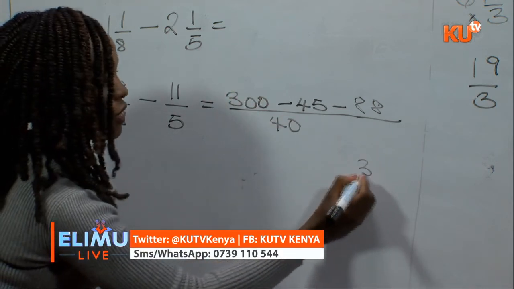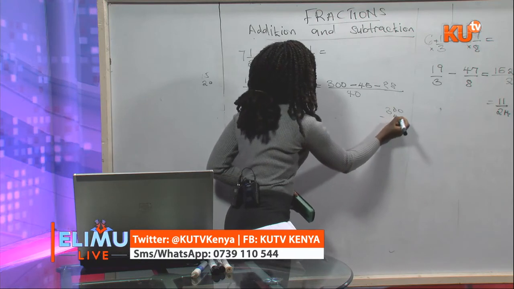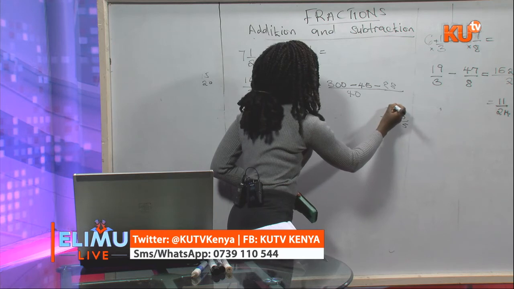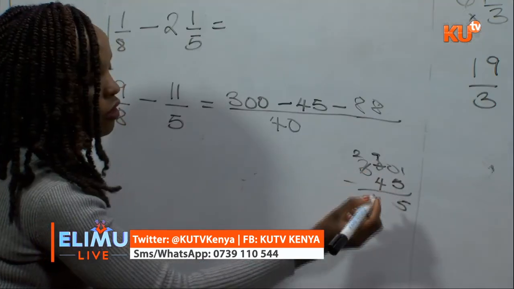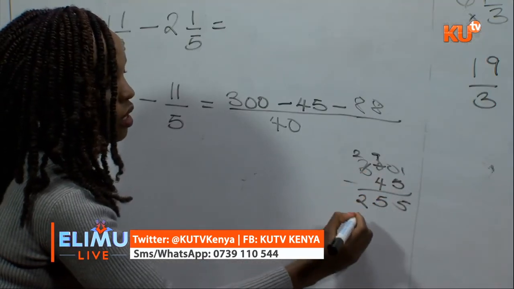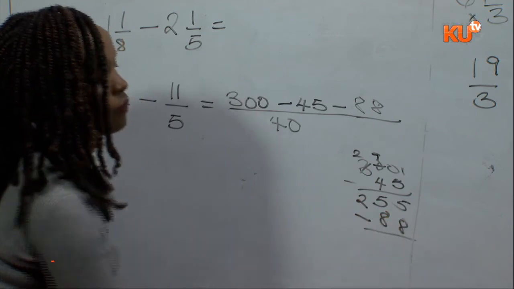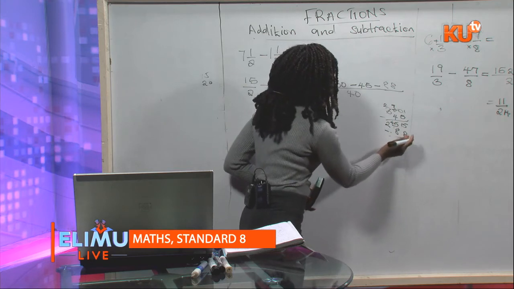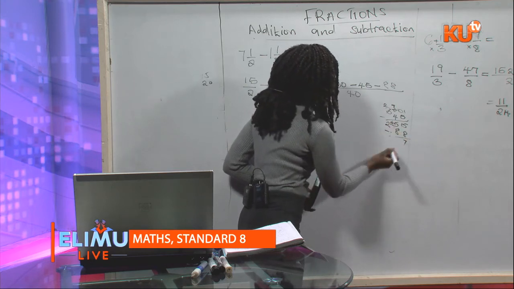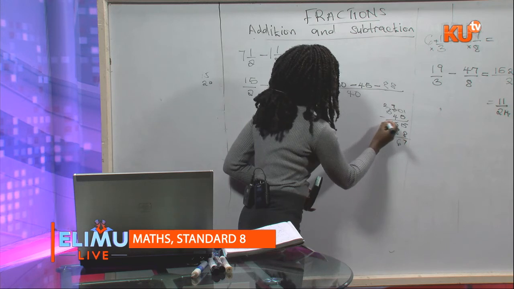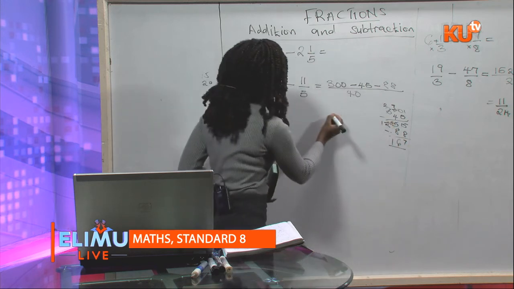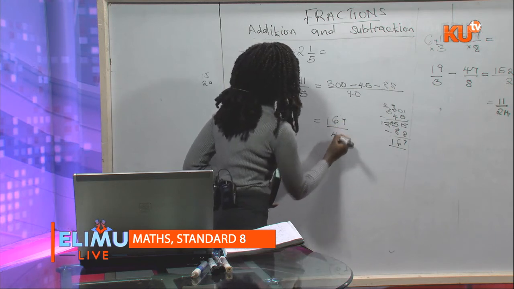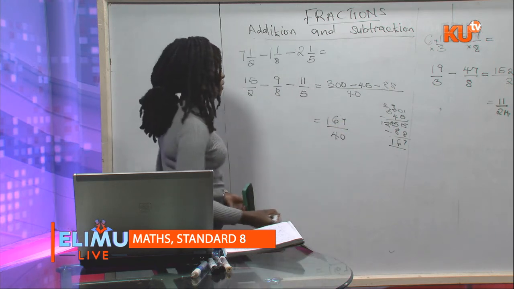So you take 300, less 45. 10 minus 5 is 5. 9 take away 4 is 5. Then again we take away 88. 10 minus 8 is 2, 15 take away 8 is 7, 14 take away 8 is 6. Then this is 1. We get 167/40. We convert this to a mixed fraction.